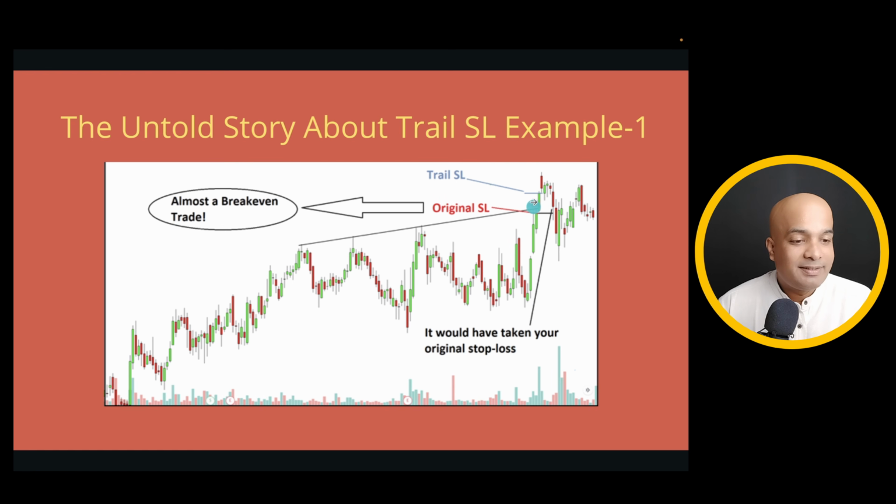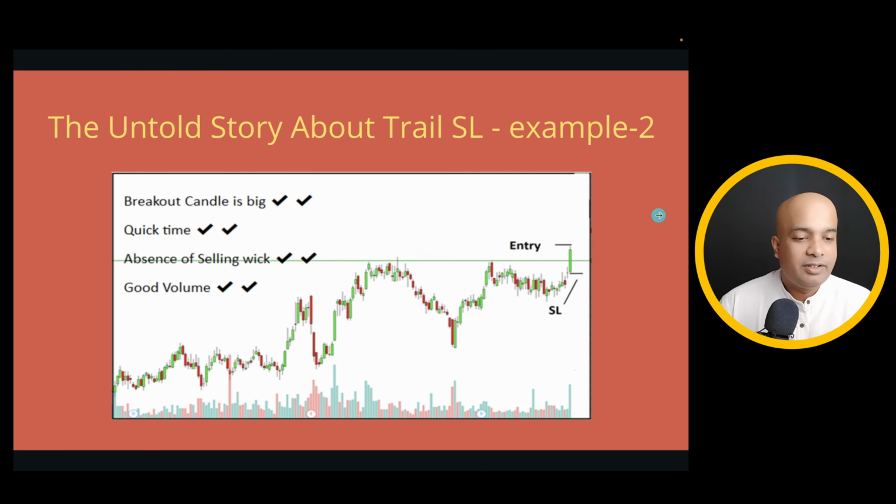In this case, see, price came back and it went downside, right? If you are holding this particular stock with the original stop loss, you would have taken a loss, right? So in this case, by trailing the stop loss, your trade turned into a break-even trade instead of a losing trade, right?